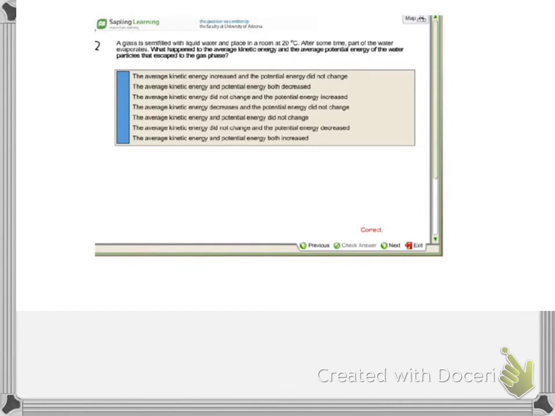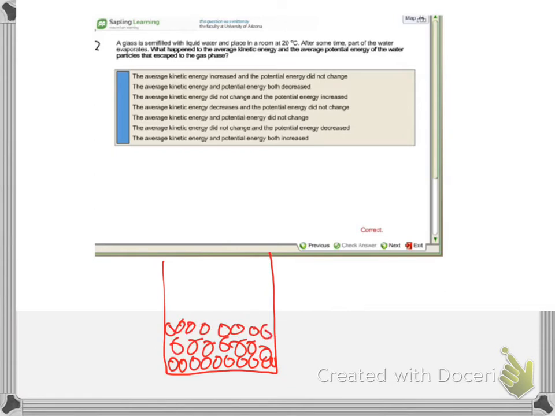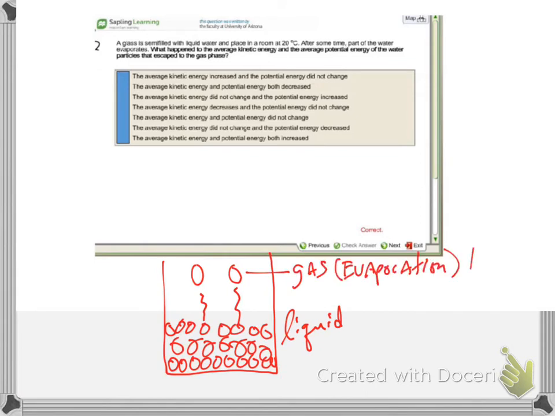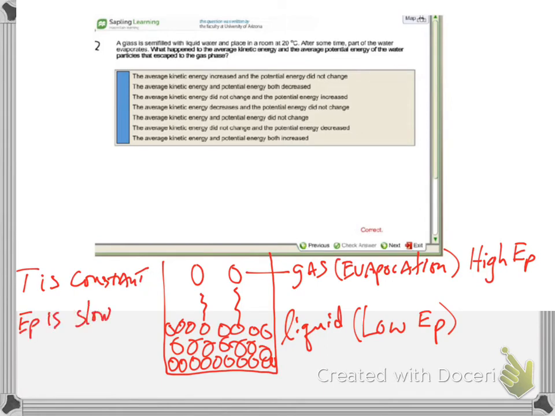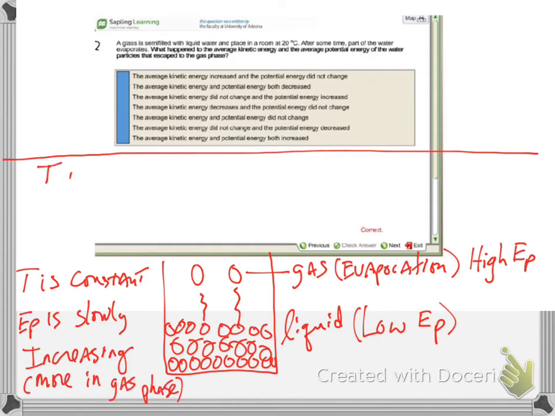All right, the next question is very similar to the first one, where we have a liquid, water, at a constant temperature, and particles are evaporating again. So we would see that the evaporation would lead to an overall increase in potential energy because the gas particles are at high potential energy in the gas, and the liquid is at low potential energy. Temperature is constant, which means that the kinetic energy is held constant while the potential energy is slowly increasing, since we have more particles in the gas phase.